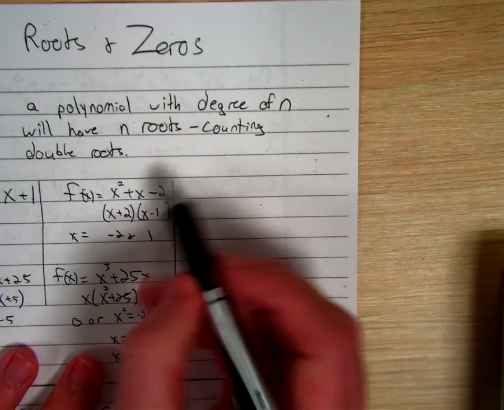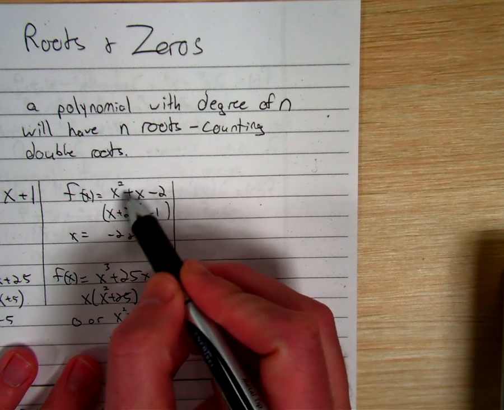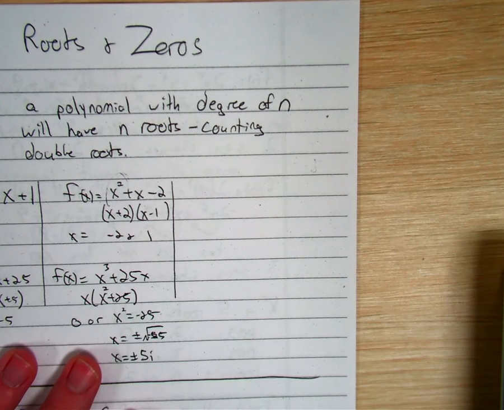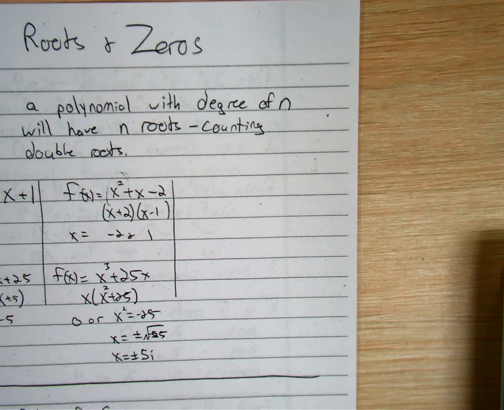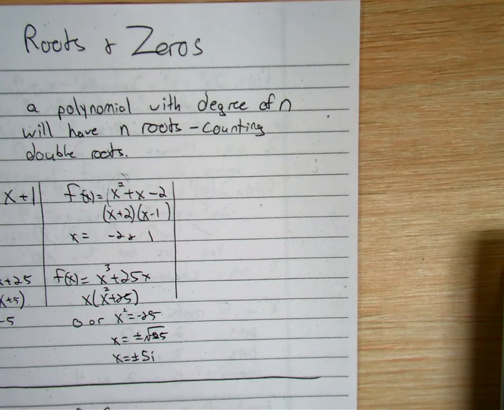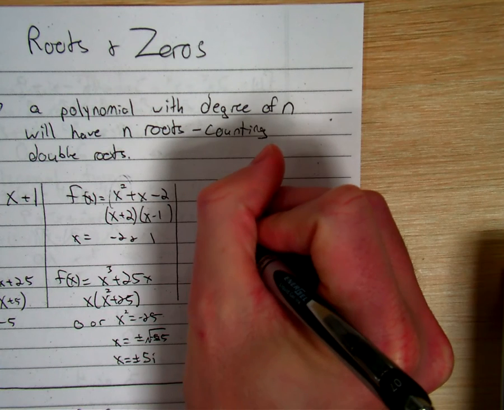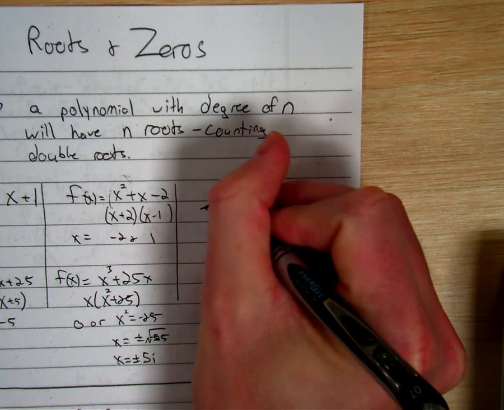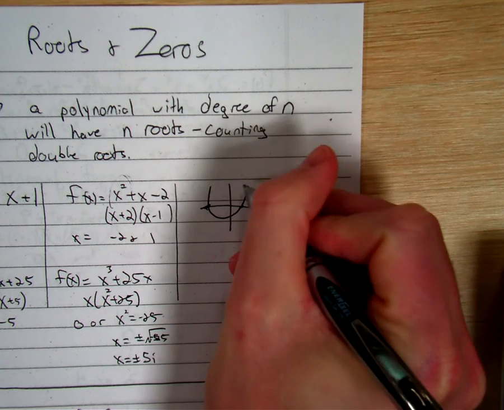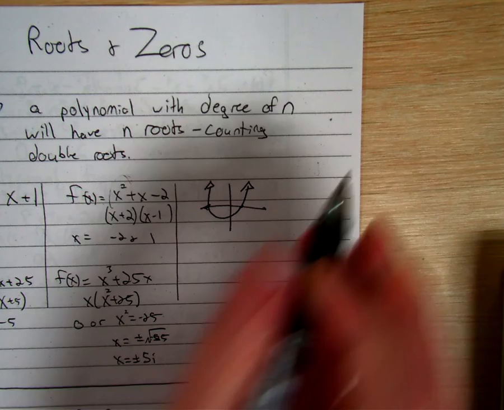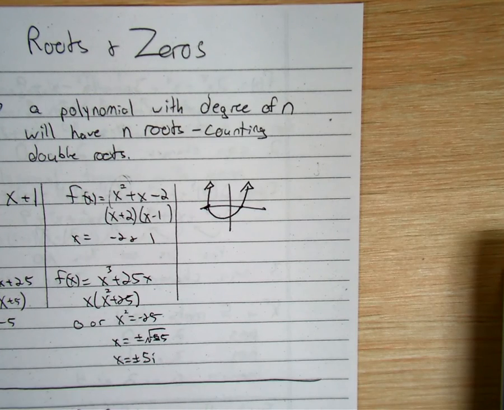Okay, if we did this one, x squared plus x minus 2. Biggest one there is x squared. We're expecting 2 roots. If we factor and solve, our roots should be -2 and 1. If you were to graph this out, we're going to be looking at something like this. Okay, it crosses twice, -2 and 1.